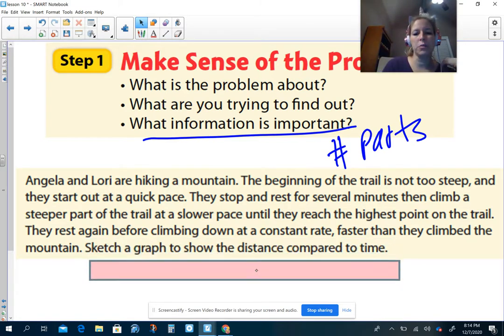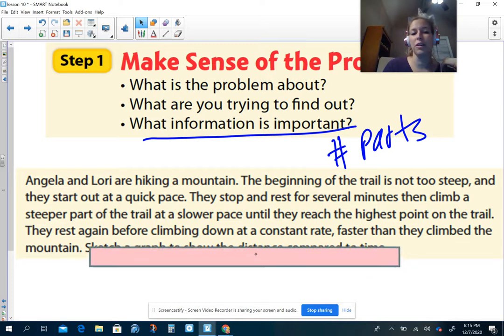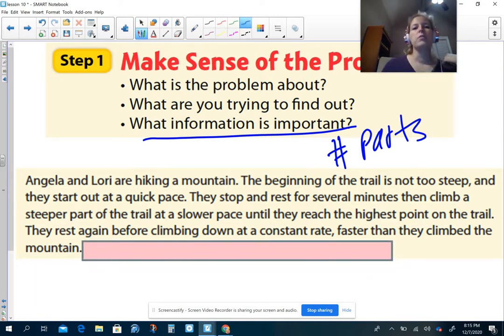So the hardest part is to try to figure out how many parts we're going to have, because ultimately we're going to be sketching a graph. Notice I didn't tell you to sketch a graph. I told you to think about what it would look like. But let's talk about the parts of this graph before we graph it. Angela and Laurie are hiking up a mountain. Okay, good to know, but I'm not going to use it in my drawing.